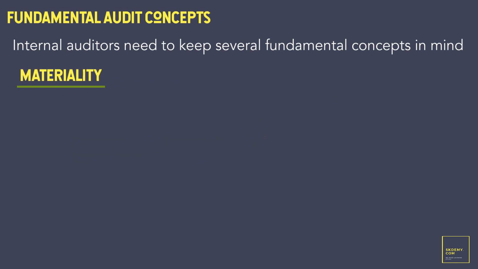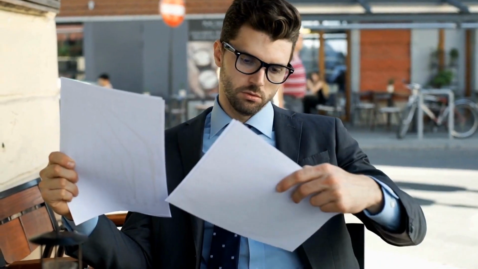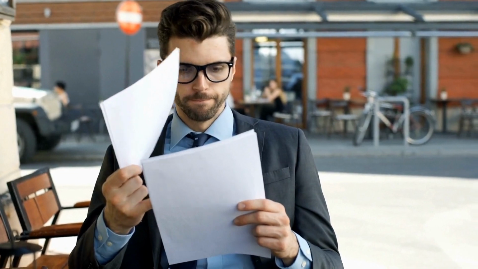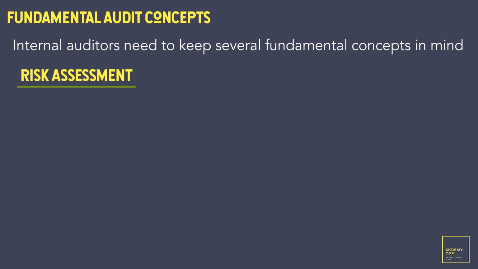Materiality. Materiality is the concept that determines the significance of a particular piece of information or misstatement in the context of an organization's overall financial condition or operations. An item is considered material if its omission or misstatement would influence the decision-making process of the users of the financial statements or other relevant information. Auditors must consider materiality when planning and conducting their work, as it helps them focus on the most critical aspects of the audit.